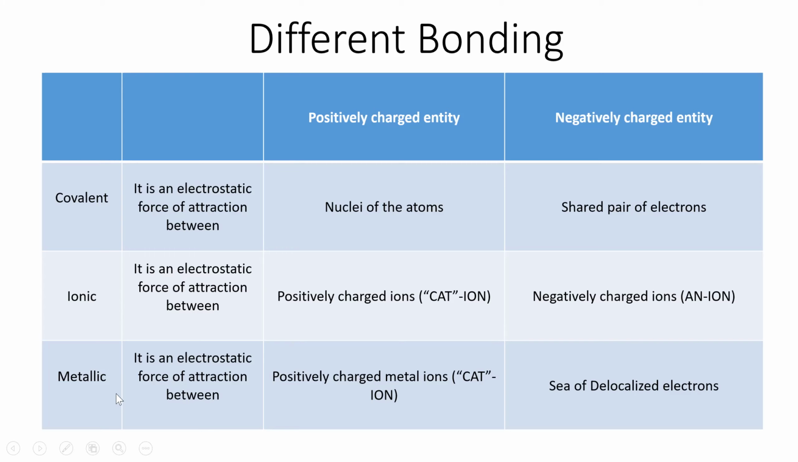Again, the last one, the metallic bonding, again an electrostatic force of attraction. Now, what is the positively charged entity and negatively charged entity? In metallic bonding, we have positively charged metal ions. You can say cations as well, because metal ions are always positively charged. So it is an electrostatic force of attraction between positively charged metal ions and negatively charged sea of delocalized electrons.